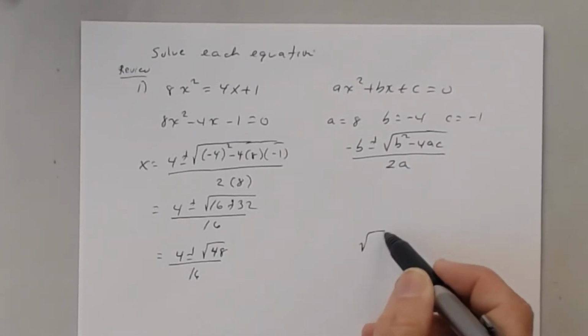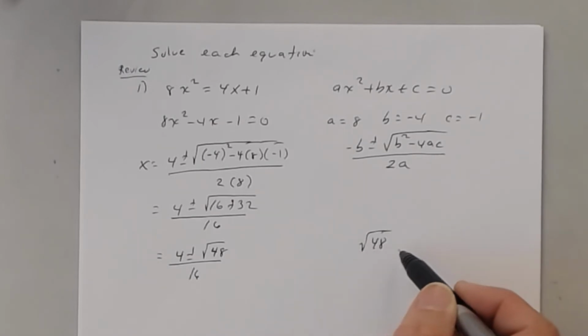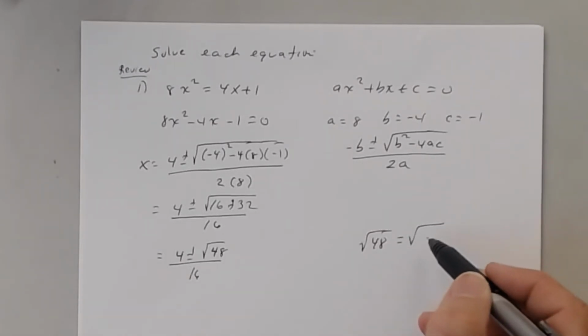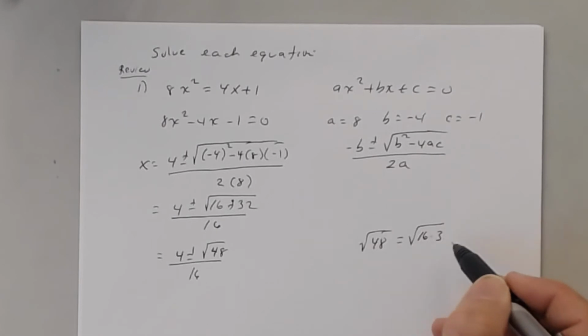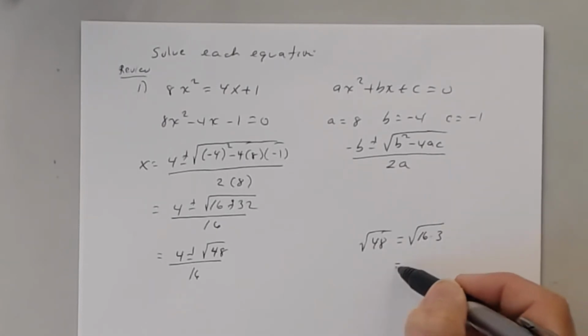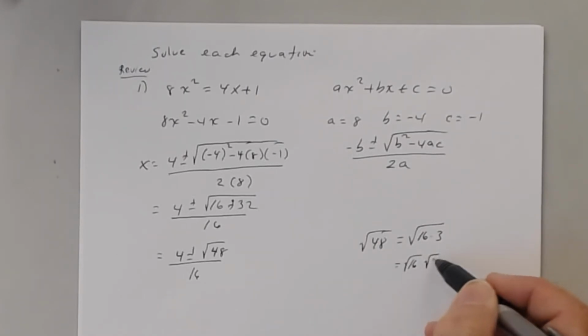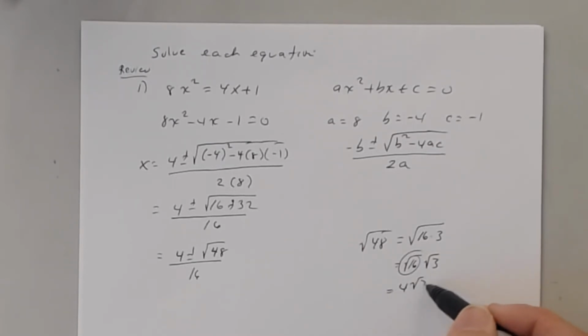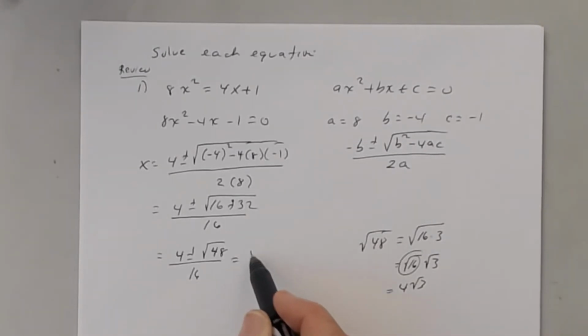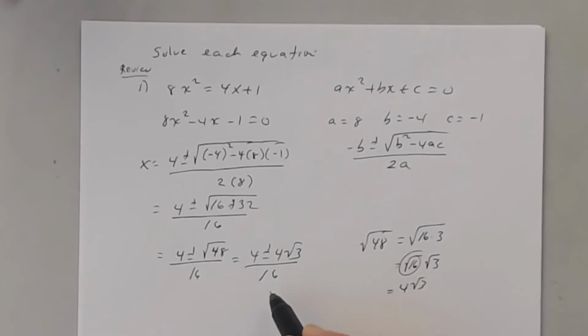So let's go off to the side and figure out what that is. What's the largest perfect square that goes into 48? 16. 16 times 3. I can write the square root of 16 times 3 as the product of two square roots: the square root of 16 times the square root of 3. The square root of 16 is 4, so I get 4 square root of 3. So this becomes 4 plus or minus 4 square root of 3 divided by 16.